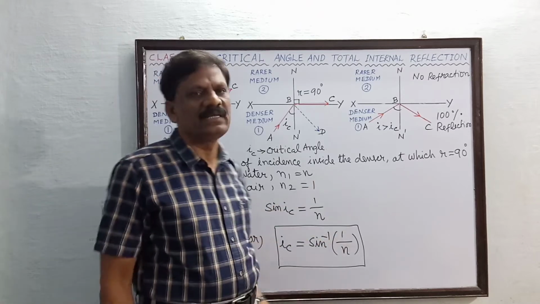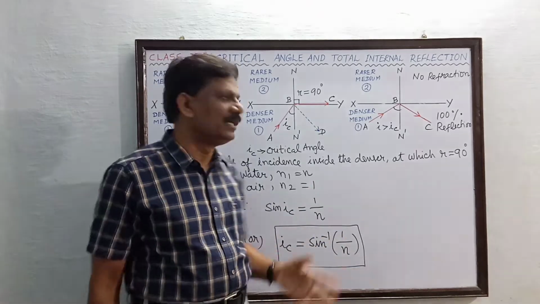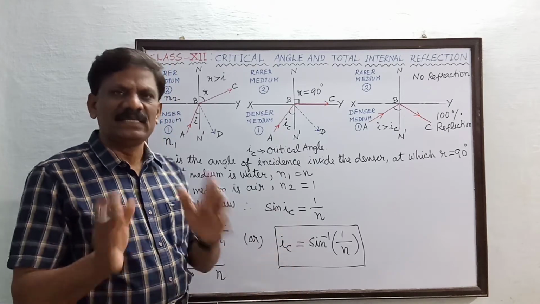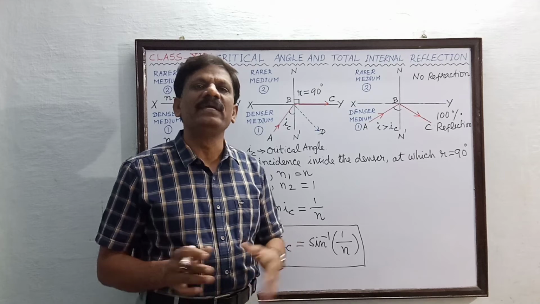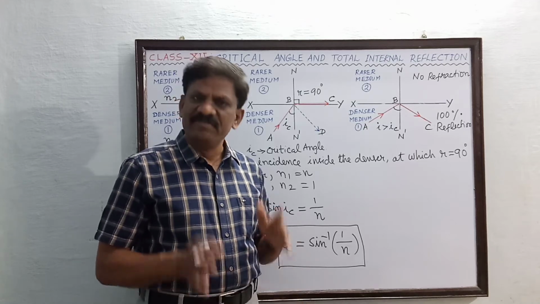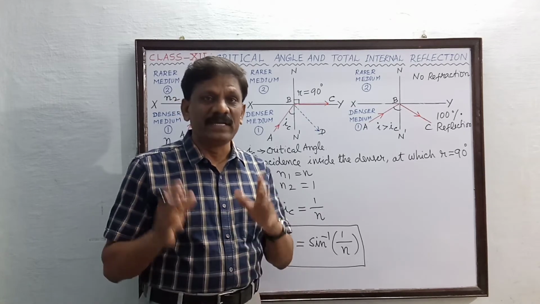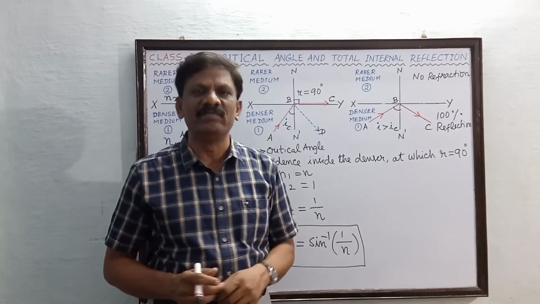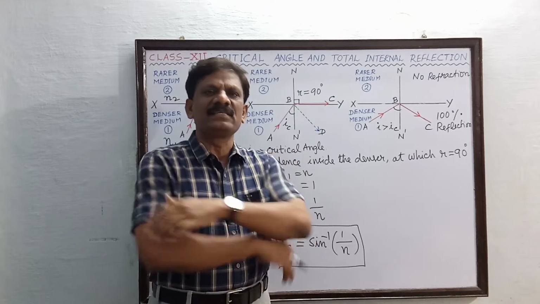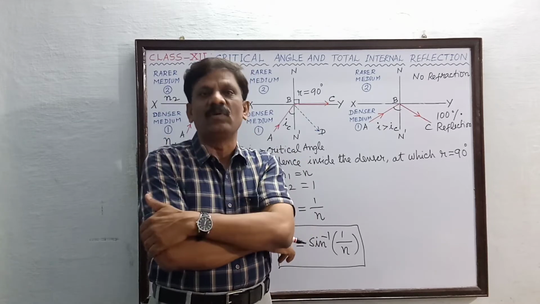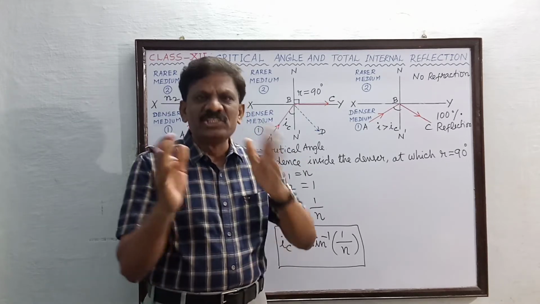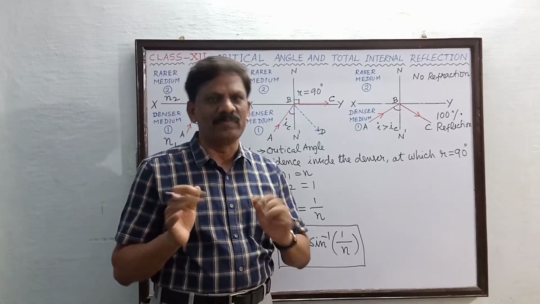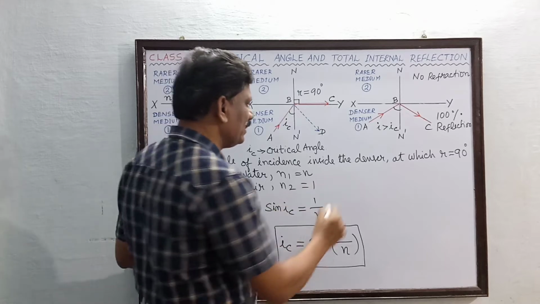If it is asked as a 3-mark question or 5-mark question, up to this you have to write. But in general, it will be asked as a 3-mark question only. What will be the question? Define critical angle and obtain the relationship between the critical angle and the refractive index of the denser medium. Suppose it is asked as a 5-mark question, in addition to this, they may ask you to mention the 2 conditions required for total internal reflection to take place. So that also is a tag.